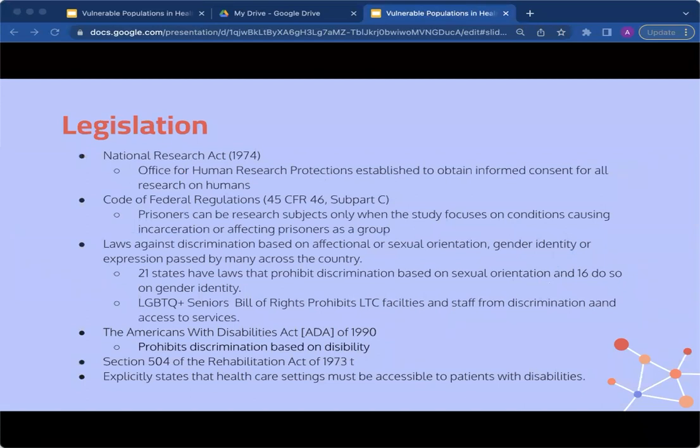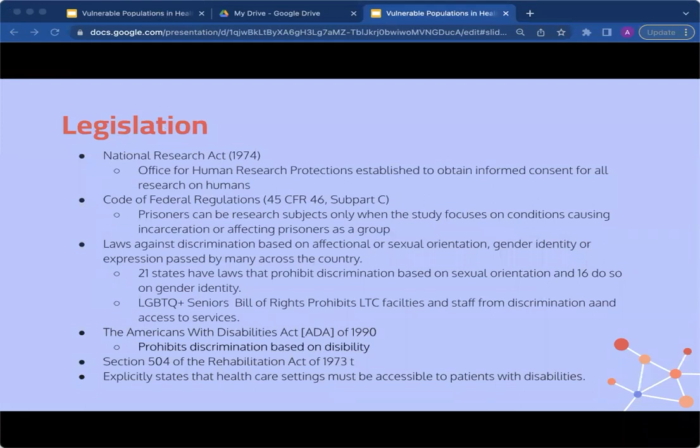So on this slide, we're going to walk through various legislation that has come from some of the injustices that we've mentioned in these vulnerable populations. And so first, I'd like to mention the National Research Act, which was directly drafted as a result of the Tuskegee study, whereby the Office for Human Research Protections established guidelines to obtain informed consent for research on humans.